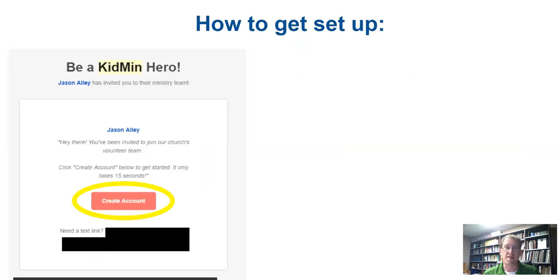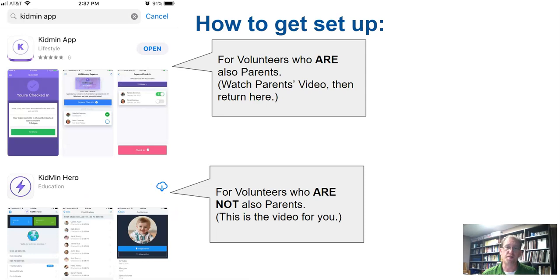This is what the email that I sent you looks like. Again, please do not start the process with Kidmin Hero app without having first set up an account. Follow the link I emailed you. If you can't find it, let me know. I'll send it to you again. Once you've created an account with Kidmin, then you can download the app.